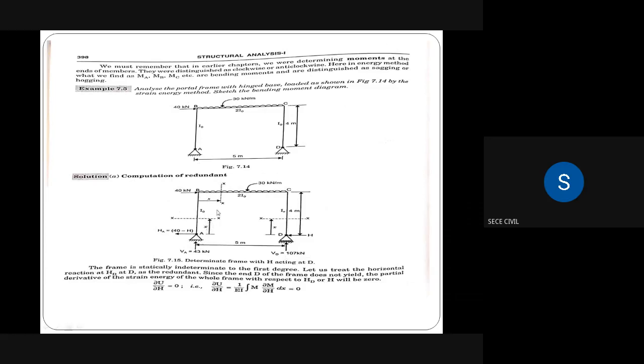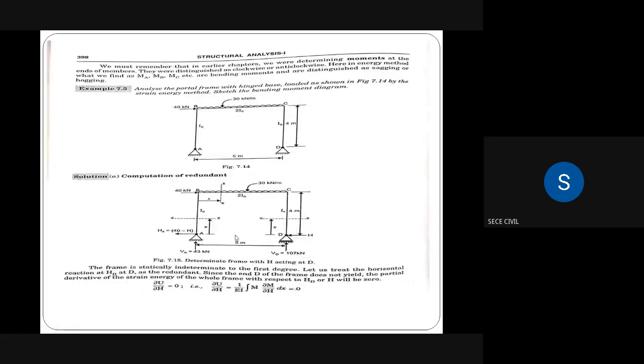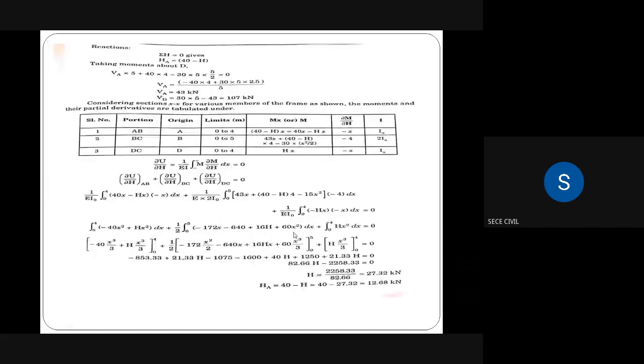So the origin is A, and the limit is 0 to 4 meter. The span length of AB is 4 meter. The span length of BC is 5 meter. The span length of CD is also 4 meter. So 0 to 4 limit.